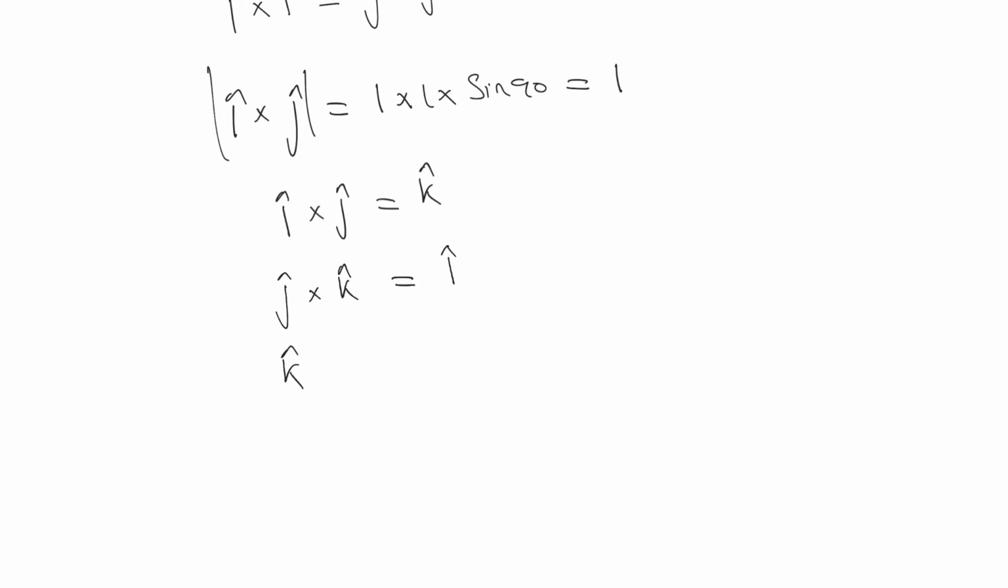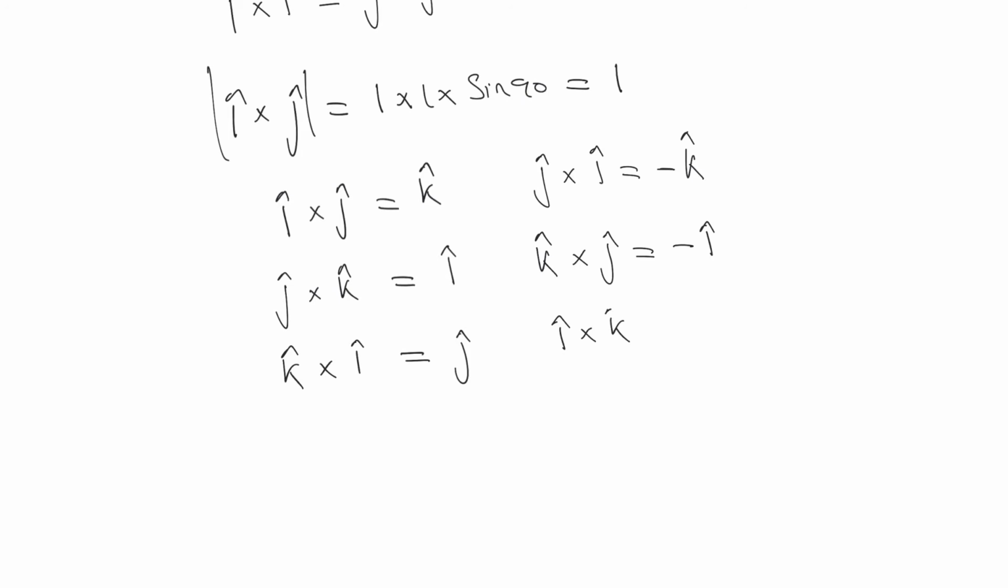Similarly, if you go for k cap cross i cap, it will be j cap. Now if you go for j cap cross i cap, you can observe that according to the right hand thumb rule, going from y to x, it will be along the negative direction of the z axis, which can be represented by minus k cap. Or you can write k cap cross j cap will be equal to minus i cap, and i cap cross k cap will be equal to minus j cap.